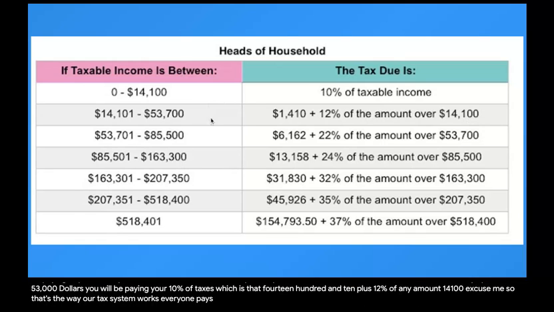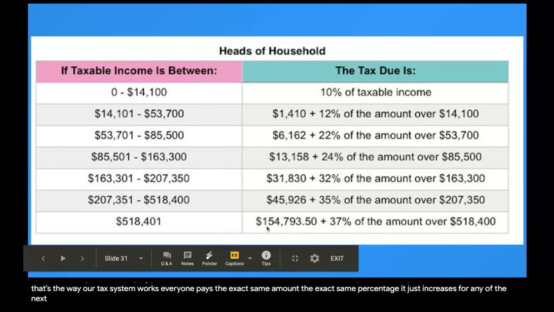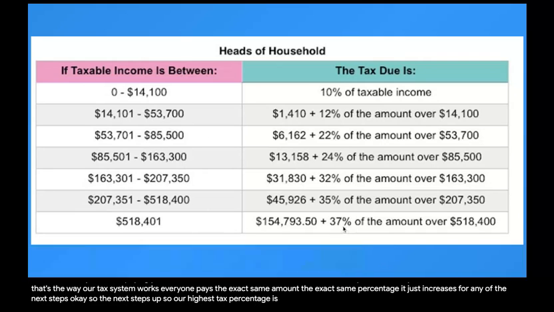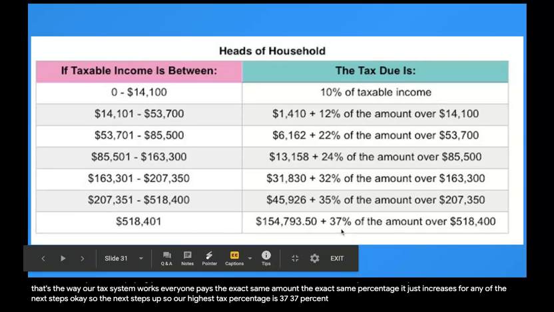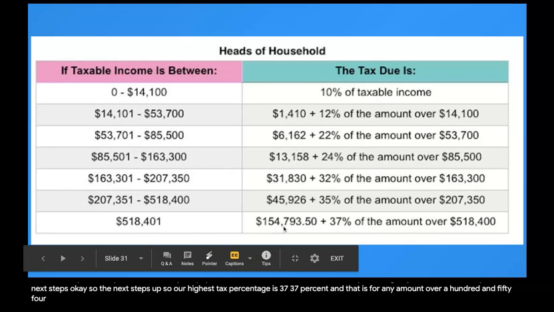Everyone pays the exact same percentage at the first step. It just increases for any of the next steps. Okay, so the next steps up. Our highest tax percentage is 37%, and that is for any amount over $154,793.